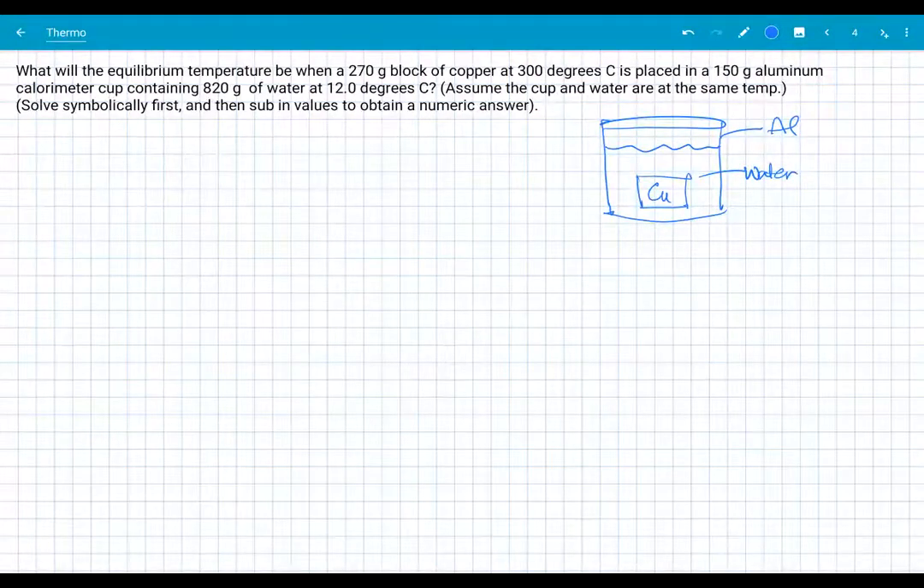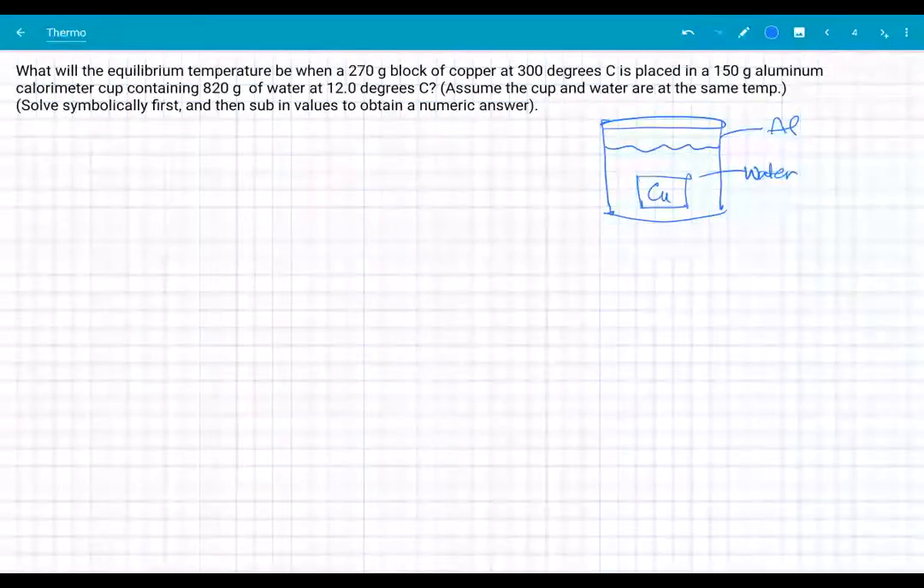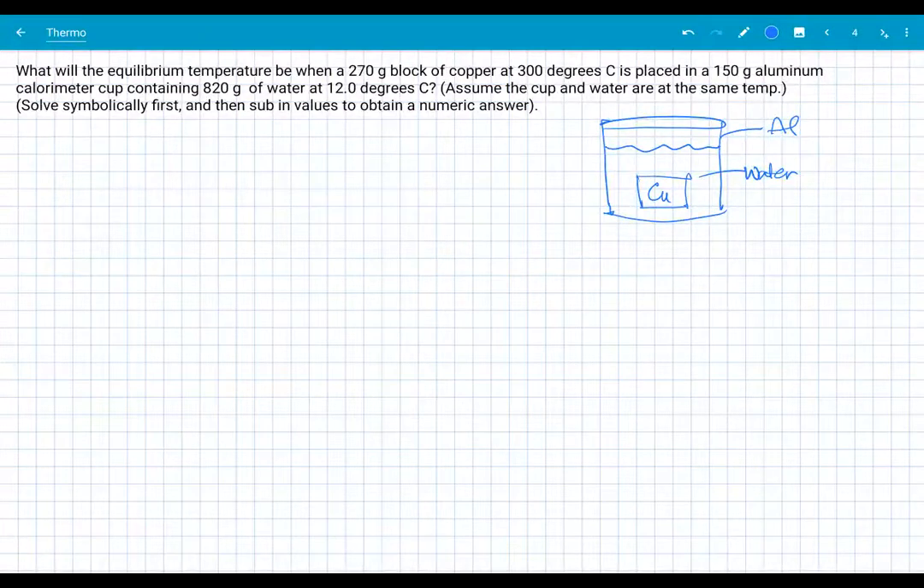The copper is initially at 300 degrees Celsius, and we're told that the aluminum and the water are initially at 12 degrees Celsius. Put them all together, we're going to assume the calorimeter doesn't exchange energy with the environment at all, so it's a closed system, and that our energy is conserved there. So cool. If we were meeting in class, this is the kind of lab that you would do at least once, and many of you have done this already in chemistry, I know.